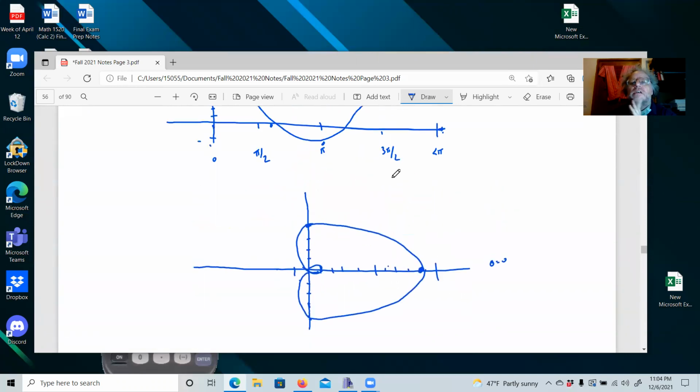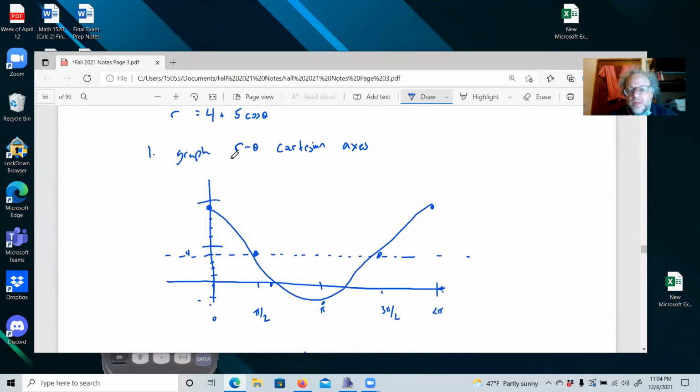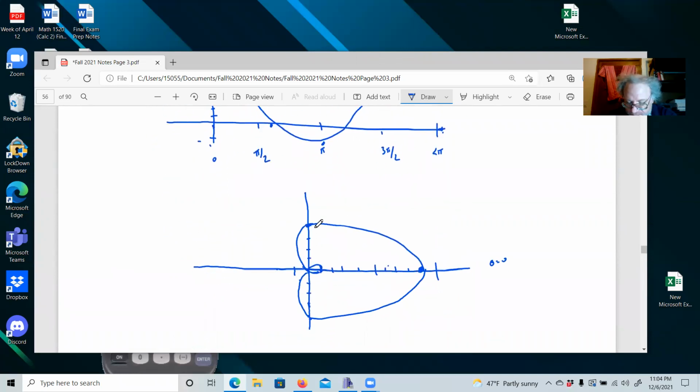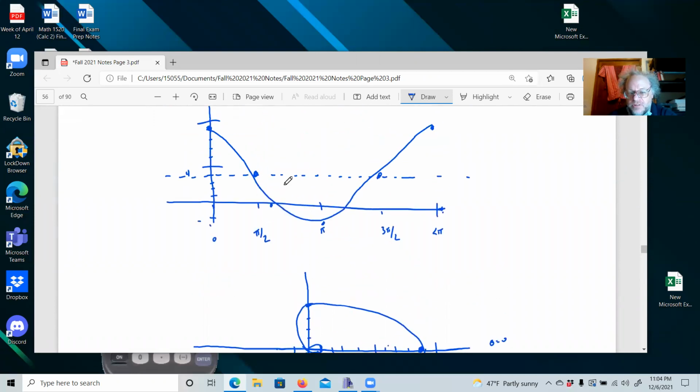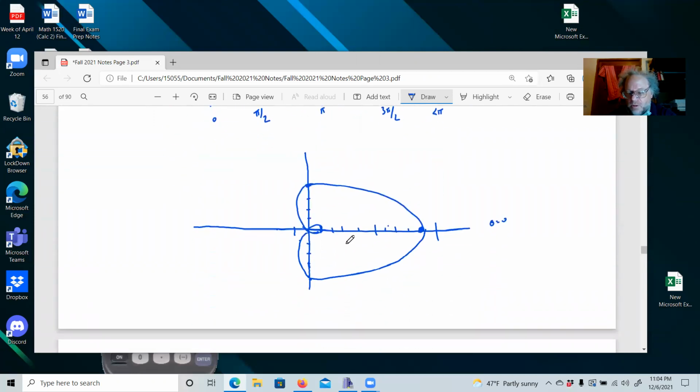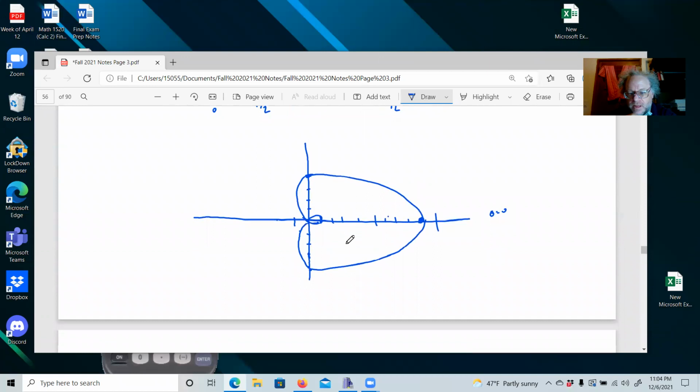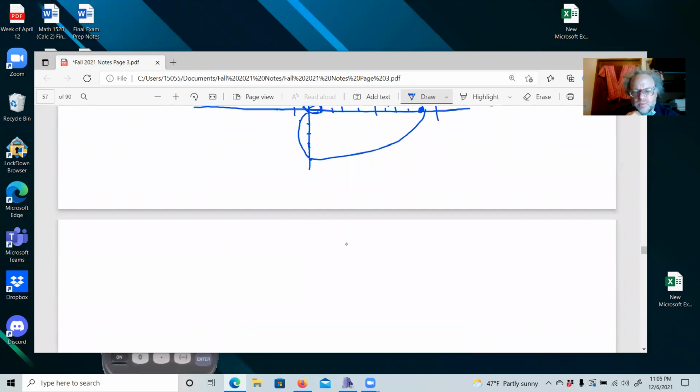Okay. So there's 2 parts here. There's graphing it on an r theta Cartesian coordinate system. Yes, you have to do this. Okay, and then secondly, we're going to graph this onto our polar coordinates. Okay, let's do one more.